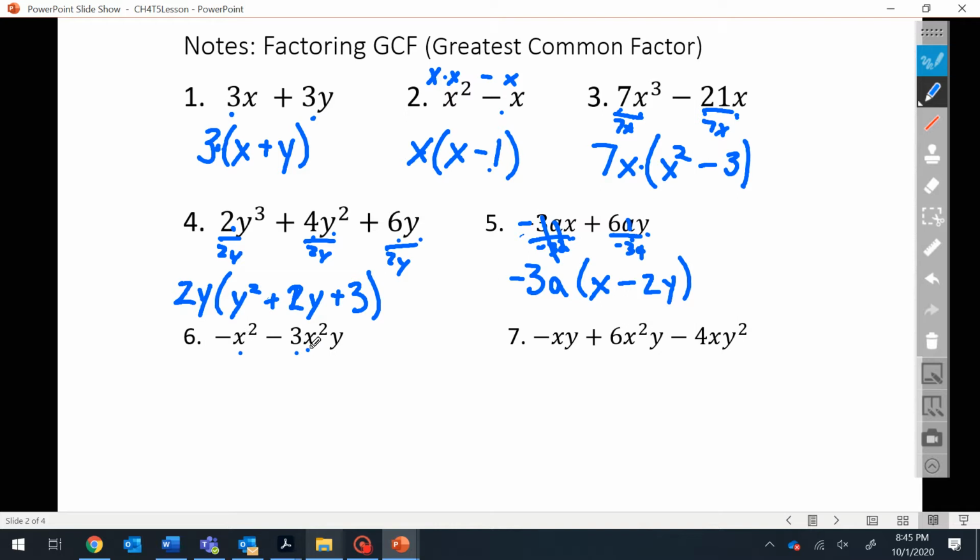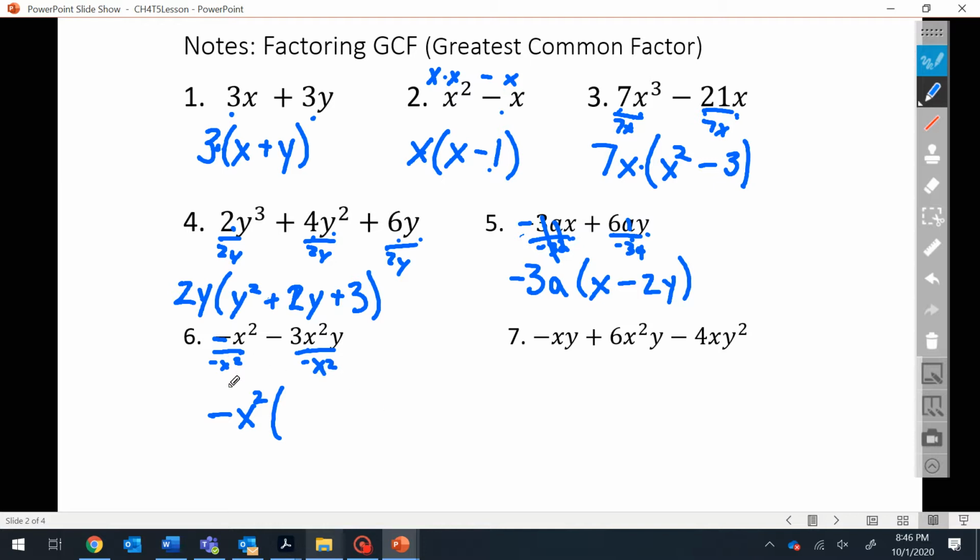So x squared and x squared, the greatest common factor of those would be x squared. But this starts with a negative. The first term is a negative, so I want to factor out a negative x squared. So I'm going to divide both of these by negative x squared to see what I'm left with.